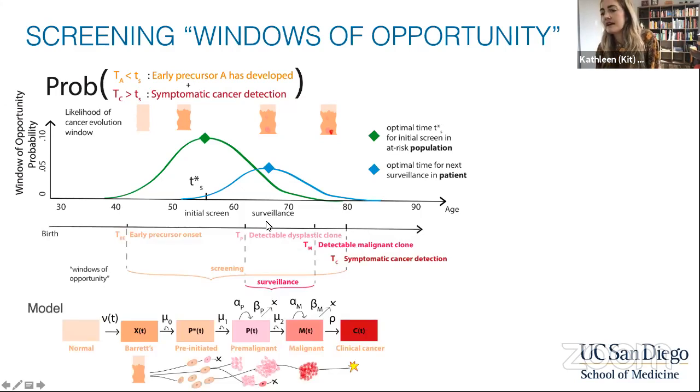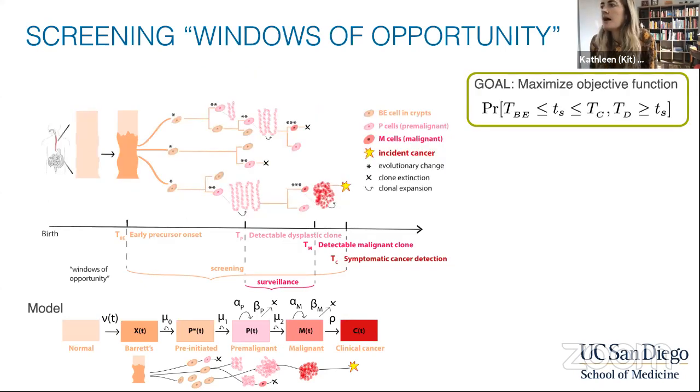And so when we look at this from a modeling perspective, we have certain sojourn times that we're trying to target. We're trying to target this early onset Barrett's, called TBE, and the screening to happen before some time of symptomatic cancer diagnosis would be the best time. And then surveillance happening maybe before another symptomatic cancer occurs. And so the goal really is to maximize this objective function, if you use optimal control theory notation, or a utility function.